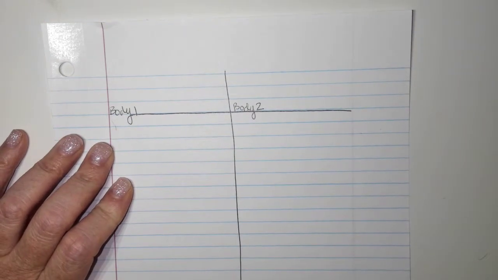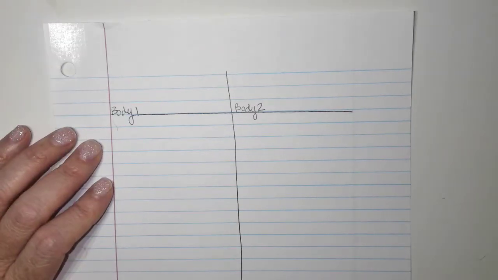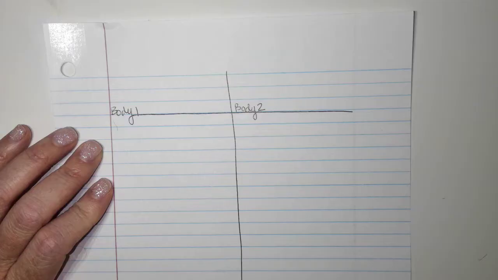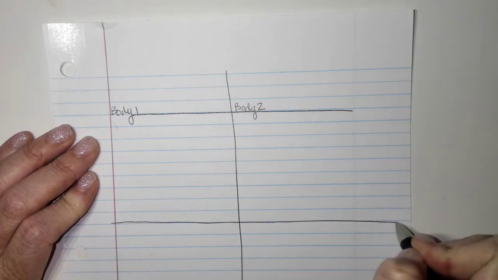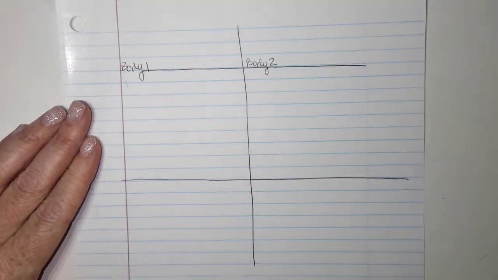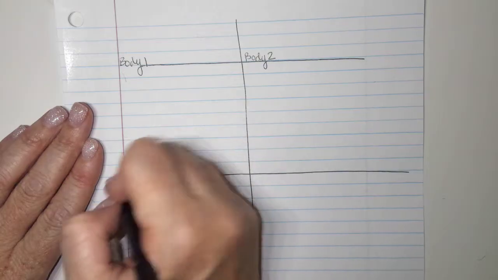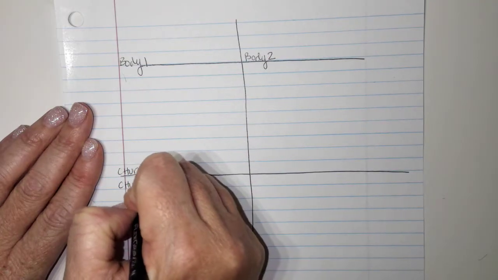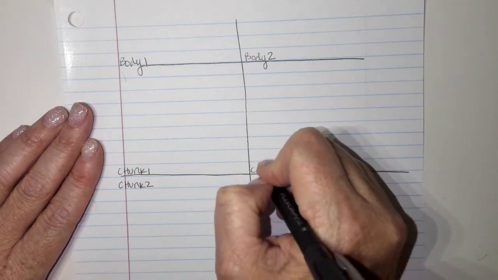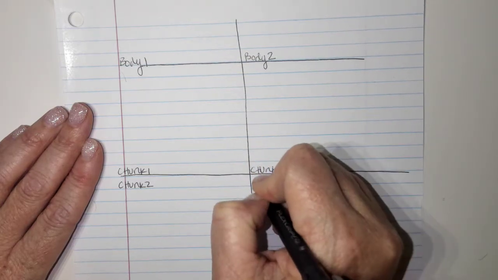Okay, so on the left side is body paragraph number 1. The other side is body paragraph number 2. Easy, right? Within each body paragraph, how many chunks do I require? 2. So I'm going to divide that in half again. So now what I have is chunk 1 and chunk 2 of each body paragraph.